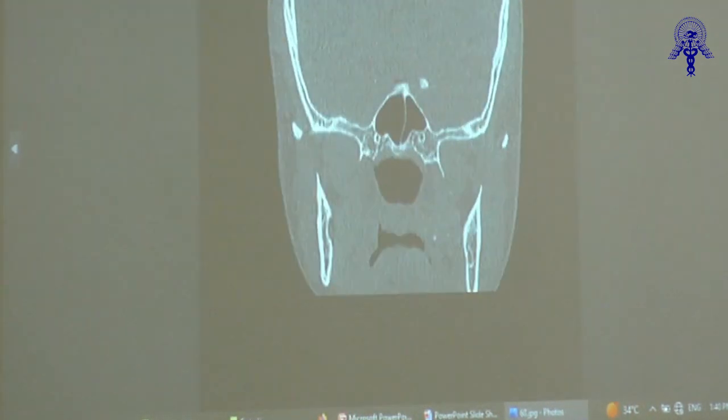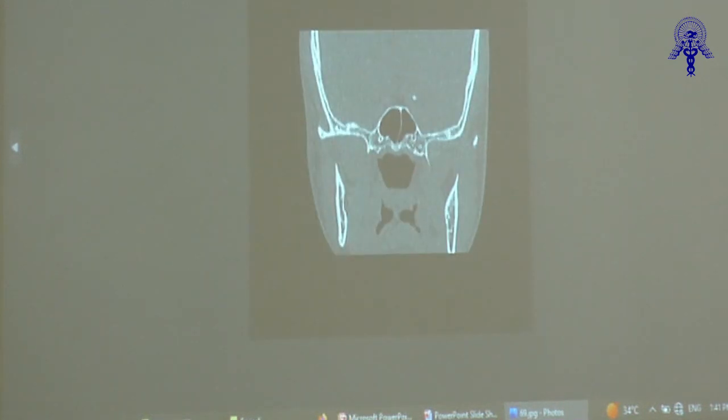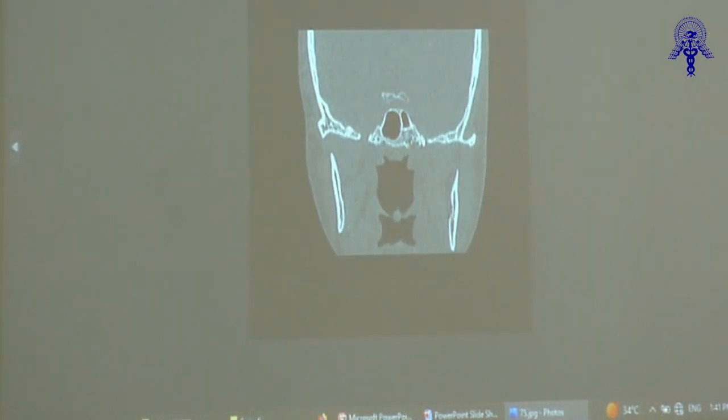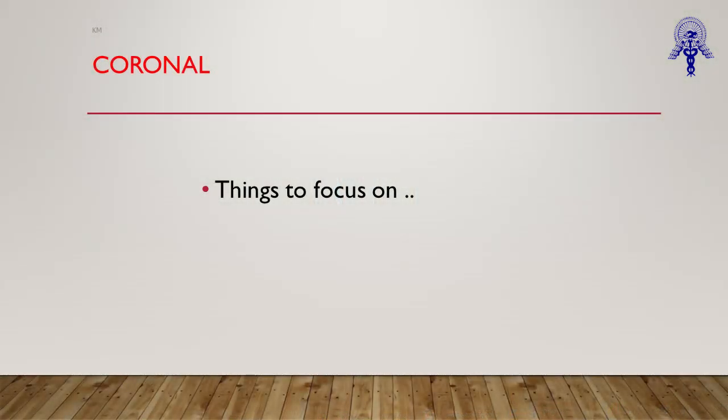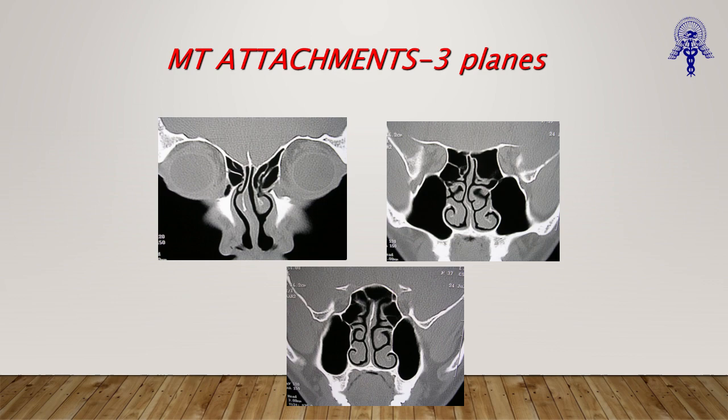So we are coming to the end of the sphenoid sinus here, and the nasopharynx is completely clear, and this is the oral cavity and oropharynx. So that's the end of the coronal section. What are the things to focus on? As we have said, first of all, the attachment of the middle turbinate, which may not be a mirror image on either side, as you can see here. This is small here, so the attachment may not be the same.